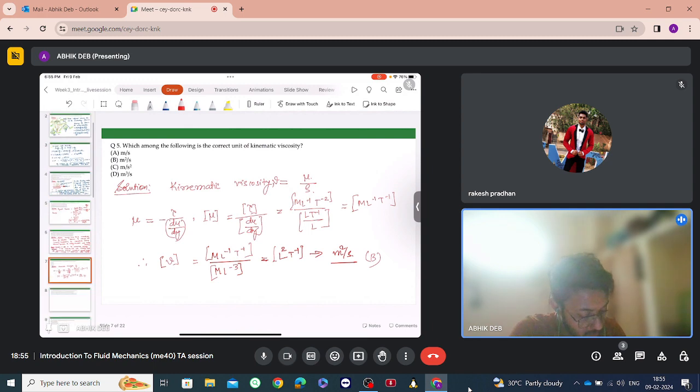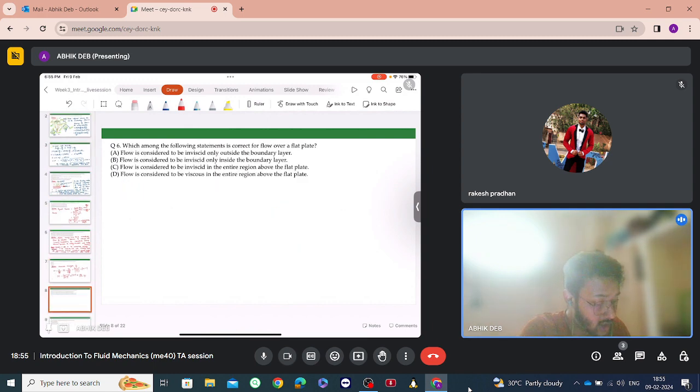Now coming to the next problem, which among the following is the correct statement for flow over a flat plate? Flow is considered to be inviscid only outside the boundary layer. Flow is considered to be inviscid only inside the boundary layer. Flow is considered to be inviscid in the entire region above the flat plate. Flow is considered to be viscous in the entire region above the flat plate.